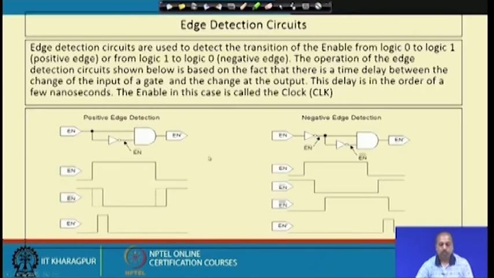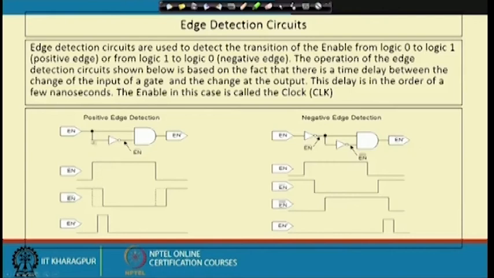Next, we will look into how to detect the edge. We have said that I want to detect the edge, but how to detect it? Edge detection circuits are used to detect the transition of the enable line from logic 0 to logic 1 or from logic 1 to logic 0. It can be done like this. Suppose I have this enable signal and we put an inverter and AND these two signals. If this is the enable signal, it was low for this much time, then it became high and then again it is low. You want to detect the situation when the transition occurred from low to high.